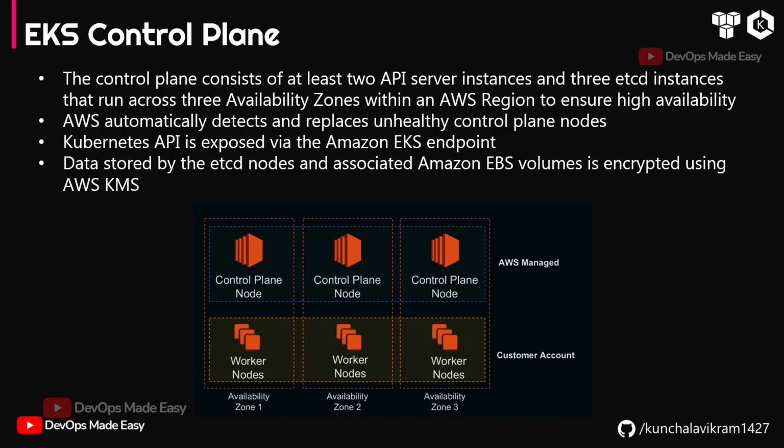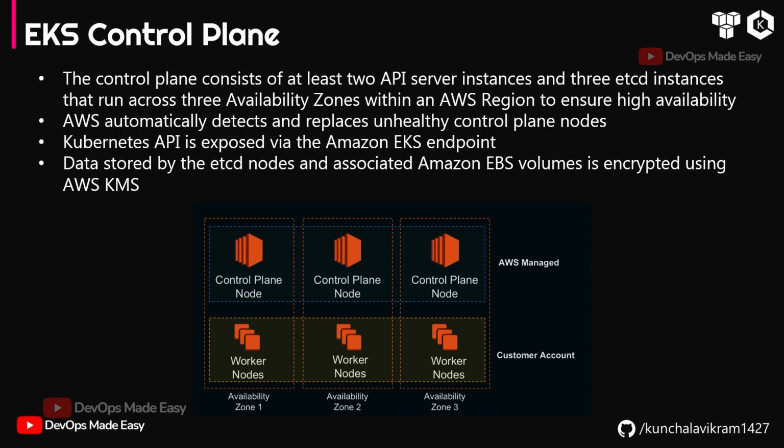And coming to the EKS control plane, as we know, Kubernetes has two sets of nodes: one is the control plane and the other is worker nodes. So coming to the EKS control plane, the control plane consists of at least 2 API server instances. If you are setting up your cluster using kubeadm, we know that it creates one master by default, and inside one master you have one API server.